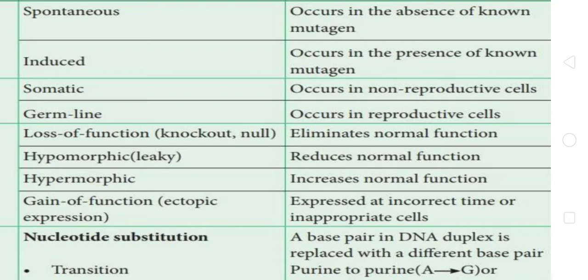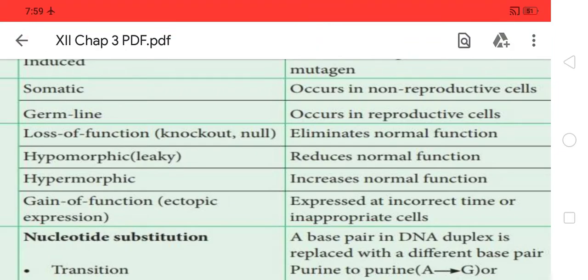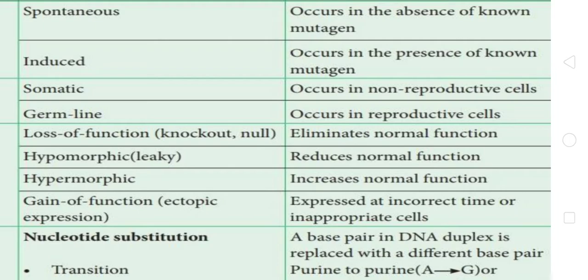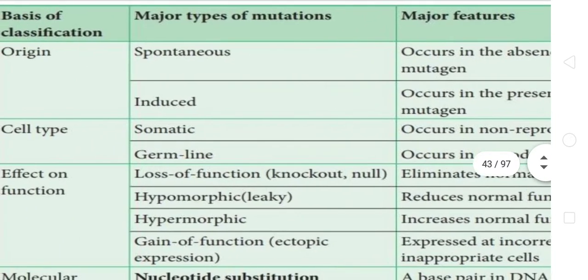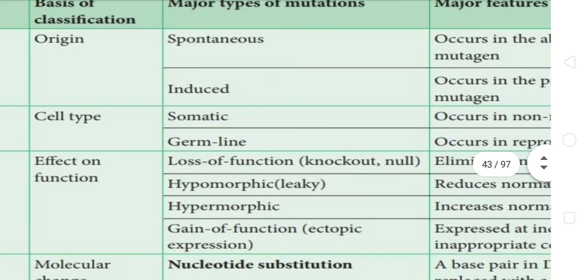And the last type is called ectopic expression, in which the mutation is not expressed at the proper time. It is expressed at an inappropriate or incorrect time. So these are the types of mutation based upon origin, cell type and effect.